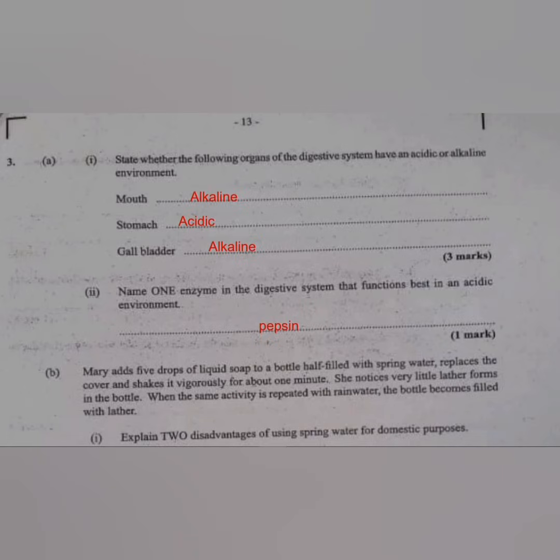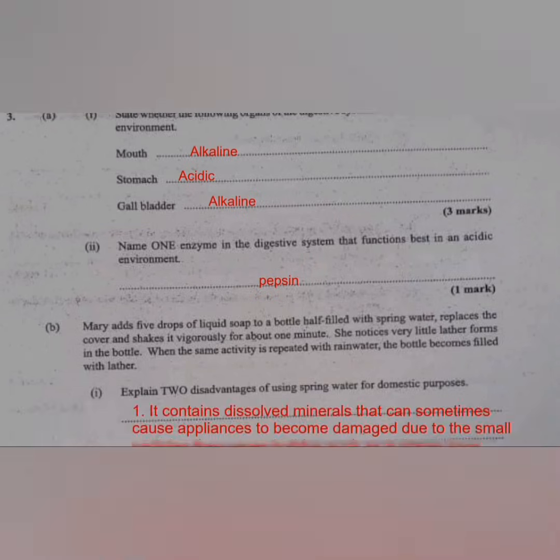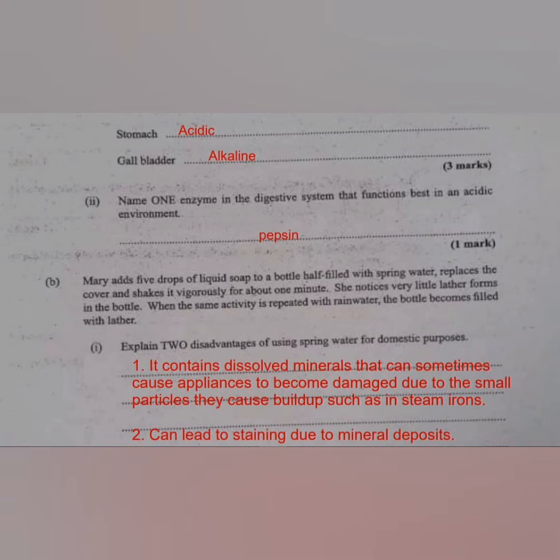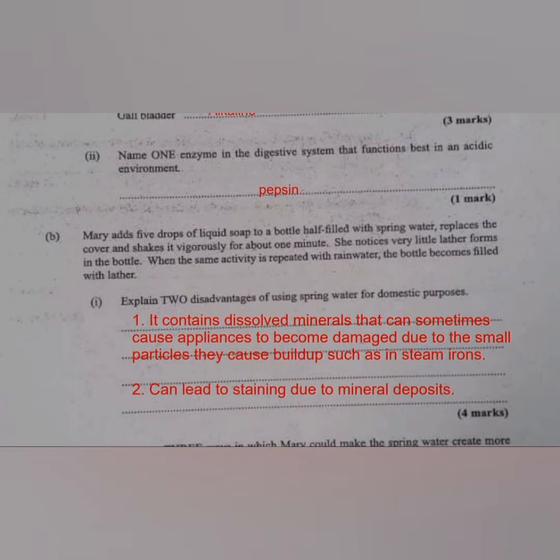So they're asking 2 disadvantages of using spring water for domestic purposes, or hard water, and a disadvantage would be: 1, it contains dissolved minerals that can sometimes cause your appliances to become damaged due to the small particles they cause build up, such as in steam irons or even electric kettles. And 2, it can lead to staining due to mineral deposits. So when used to clean, it can leave staining on windows, on floors, or even pots and pans.